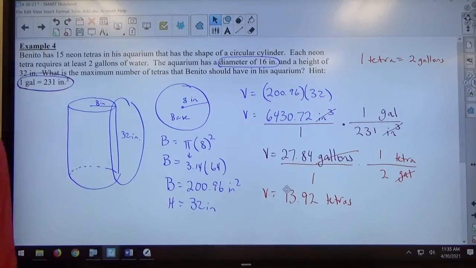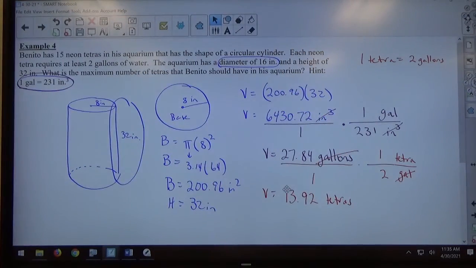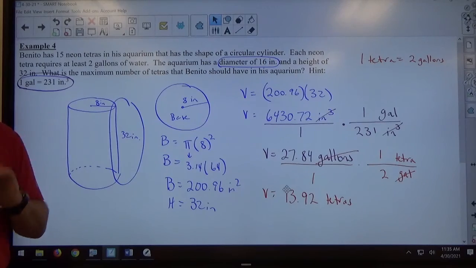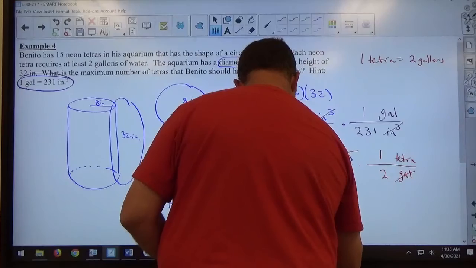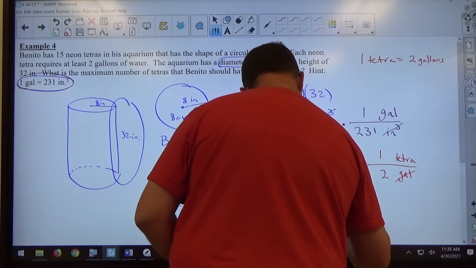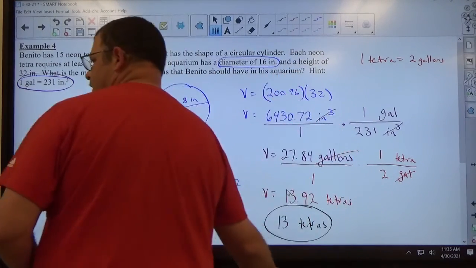Now it says very clearly in the words, they require at least 2 gallons. Okay, we cannot round up in that scenario. So if 14 can't be in there, anything less than 14 has to be 13. If it's 13.99 tetras, it's still not safe to have that 14th tetra in there because not everybody's getting at least 2 gallons. They're getting just under 2 gallons of water. So I would say 13 tetras would be the safest environment for these fish in this fish tank.